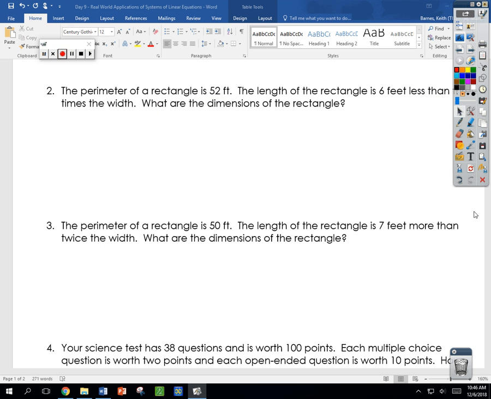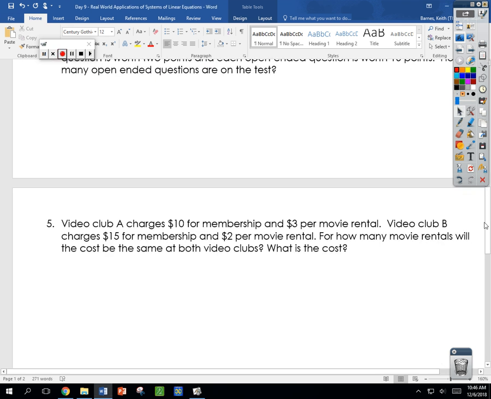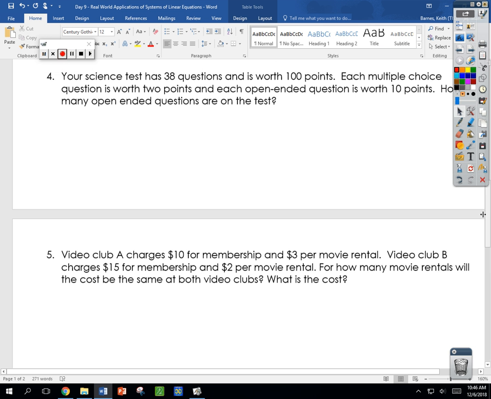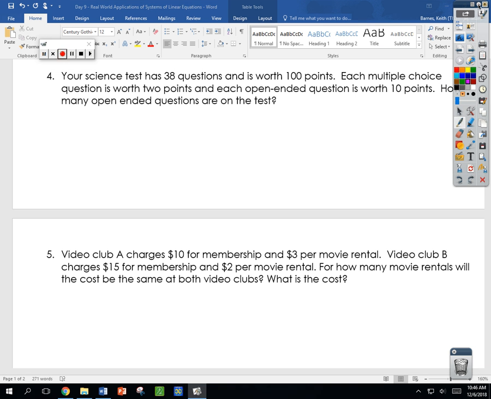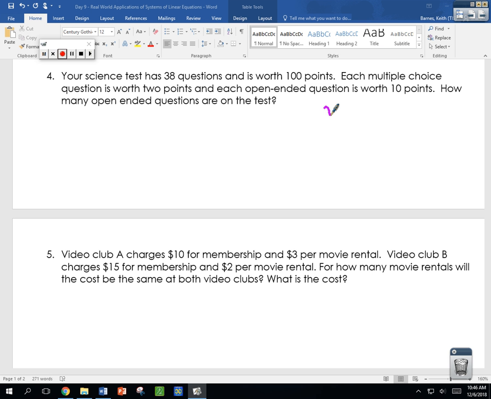Same idea on number 3. Number 4, there's 2 things I don't know. I don't know open-ended. How many open-ended? I also don't know how many multiple choice there are. I've got 2 totals. One of my totals is 38. It's a number of questions, and the other one is 100.